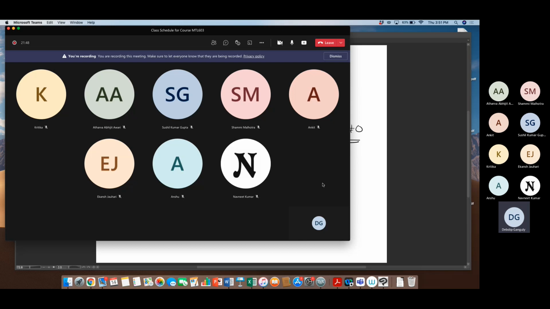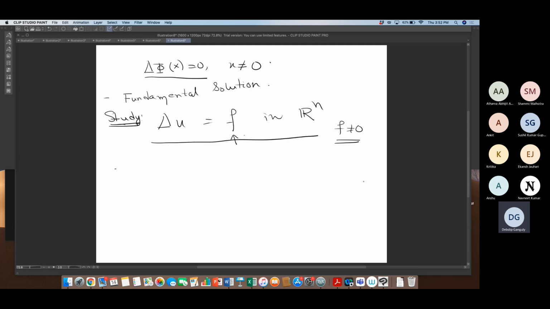Please ask me whenever you have a doubt. Please, Kritika, Atharva, Shushil, Shammi, Ankit, Ekans, Anshu, and Navneet, ask me whenever you have a doubt. This is a very serious and difficult theorem. Clear? Please follow this theorem. I will explain each and every step. The theorem is a very simple looking theorem. Today I will do just one theorem.